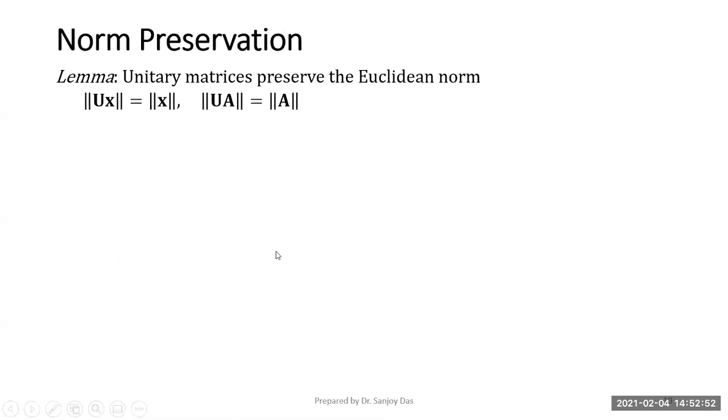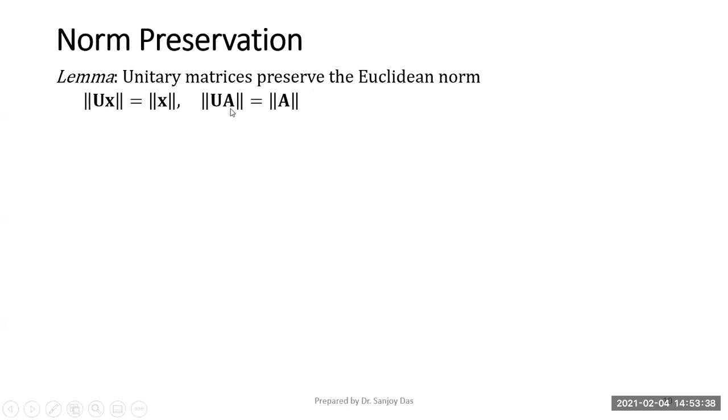Okay, norm preservation. Now, this is an important property, which is why unitary matrices, which have determinants of 1, are called rotation matrices. In 3 dimensions, they can be visualized as rotations. I'm not going to go into that. But anyway, here's another property: unitary matrices preserve the Euclidean norm. What do we mean by that? X is any non-zero vector. Then the norm of U times X is equal to the norm of X.